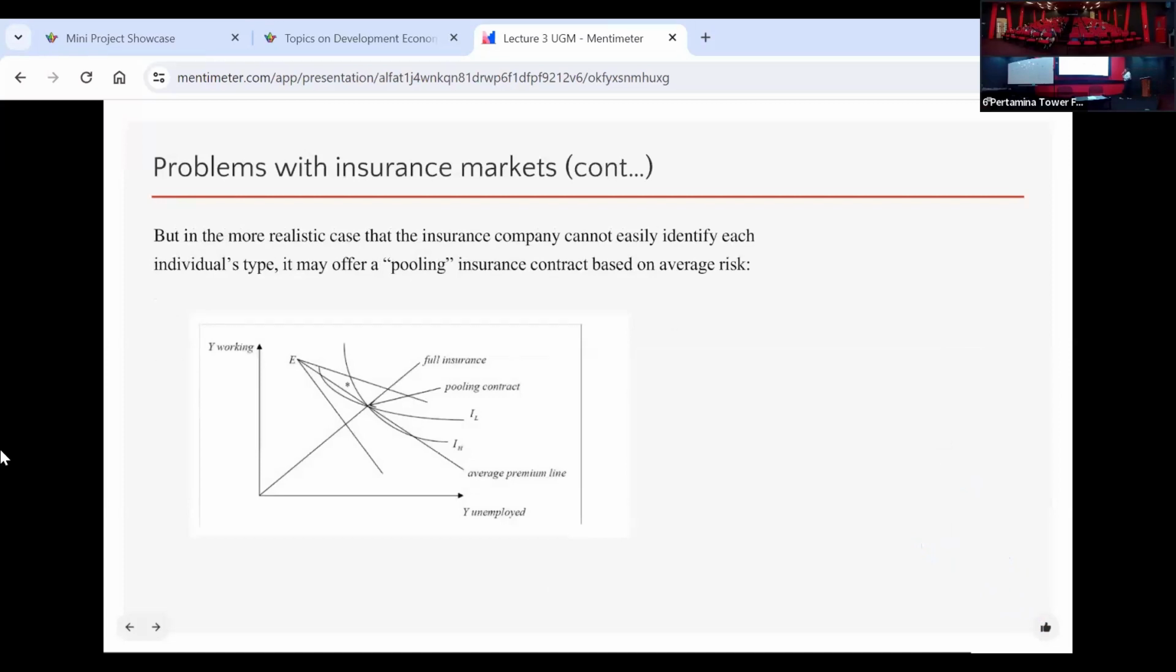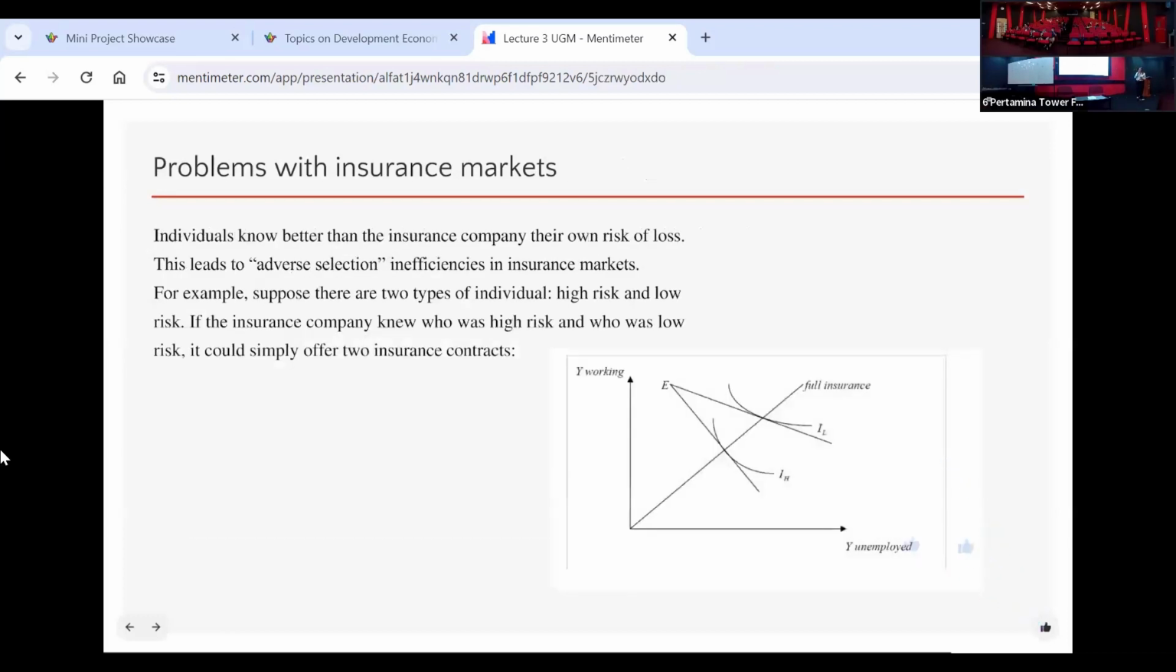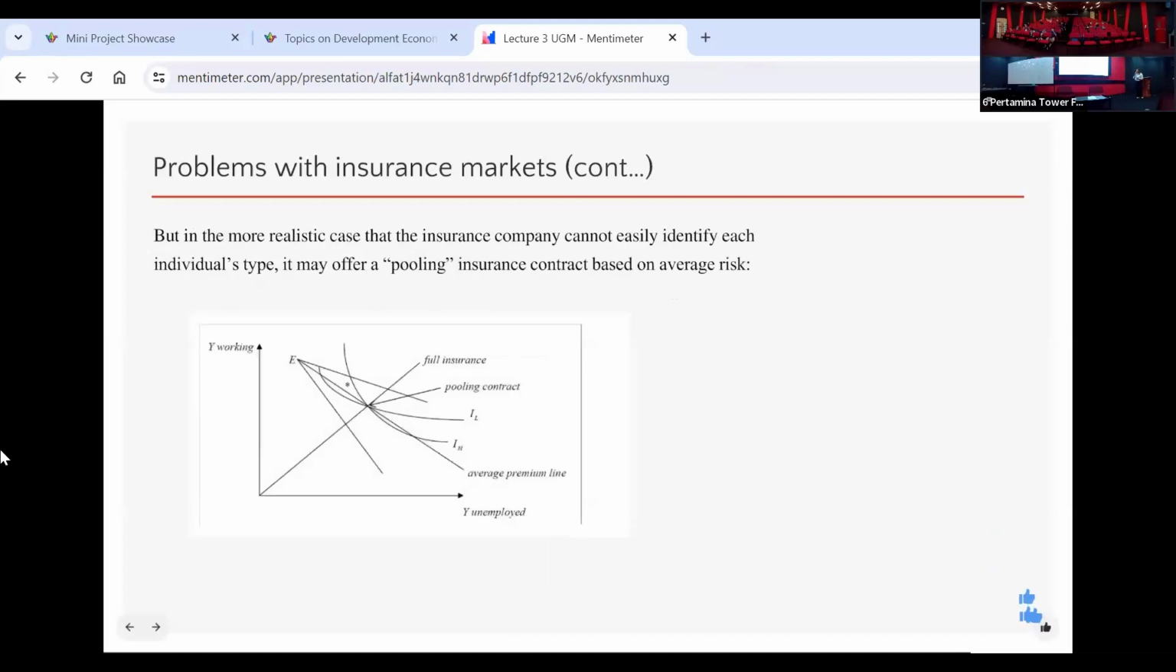So what the insurance company is going to do, and here I have in the middle where all the lines are, instead of a separating equilibrium with two different insurance contracts, I'm going to offer one insurance contract, and this contract is in the middle. So the high risk go up on an indifference curve, and the low risk go down on an indifference curve. This is called a pooling equilibrium.